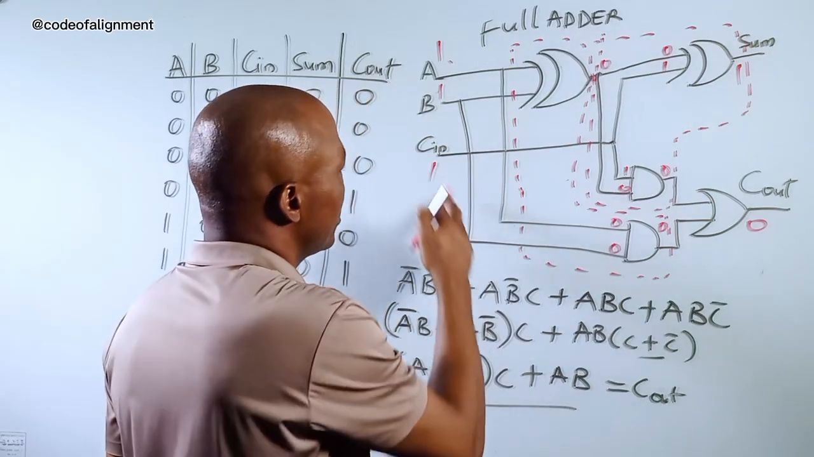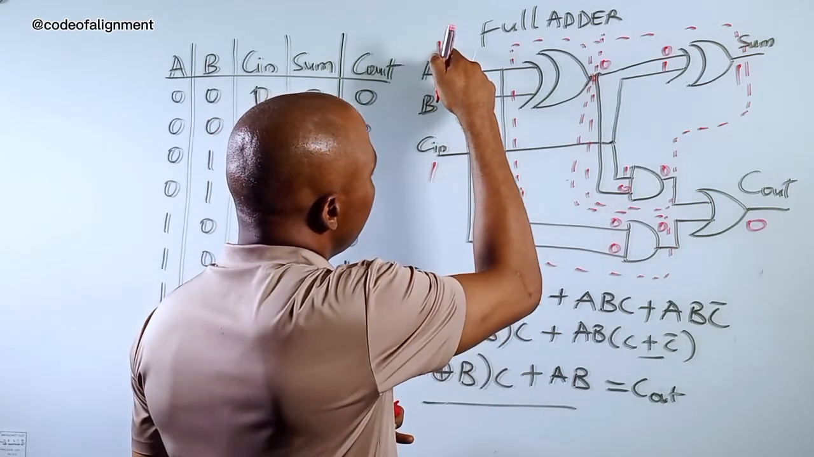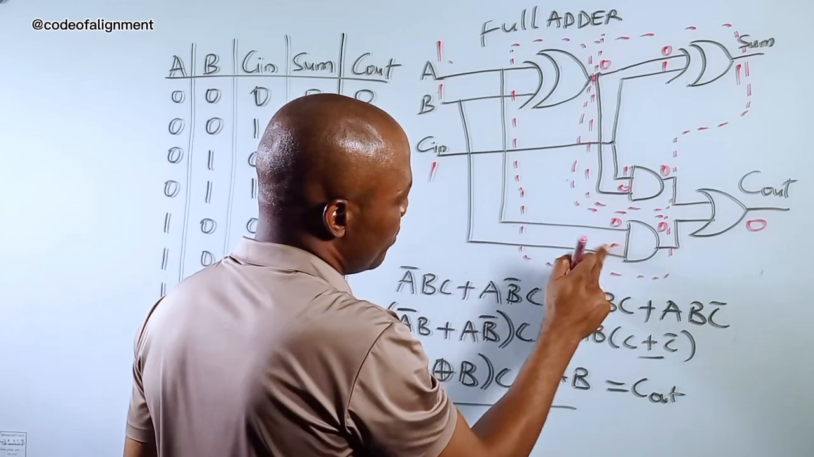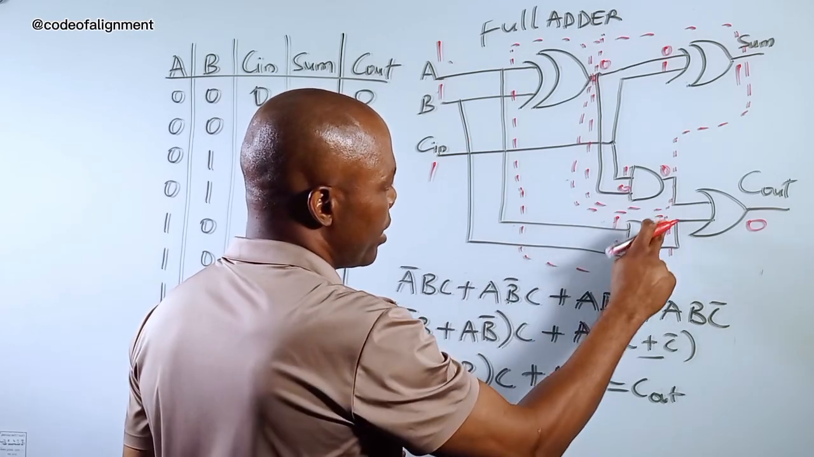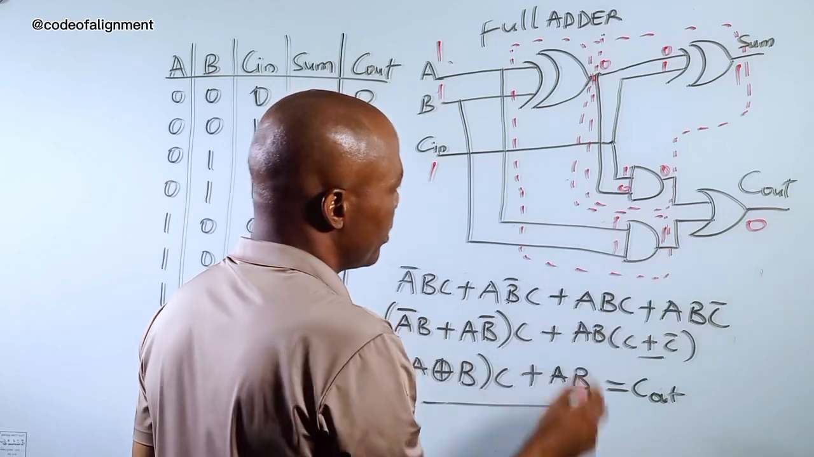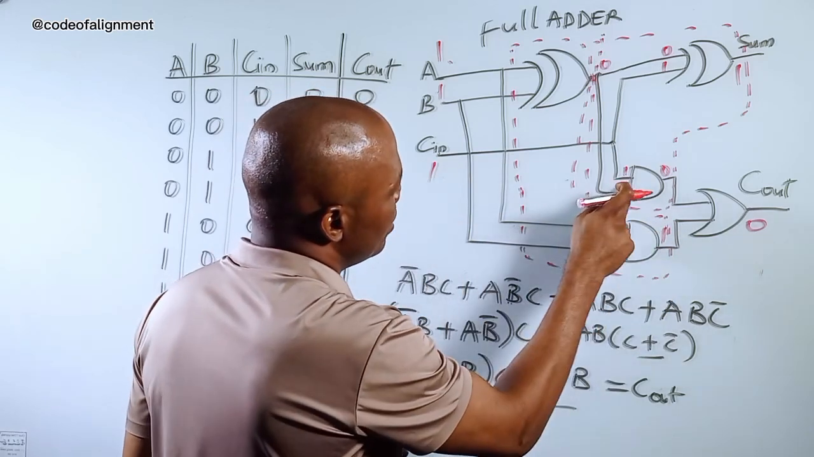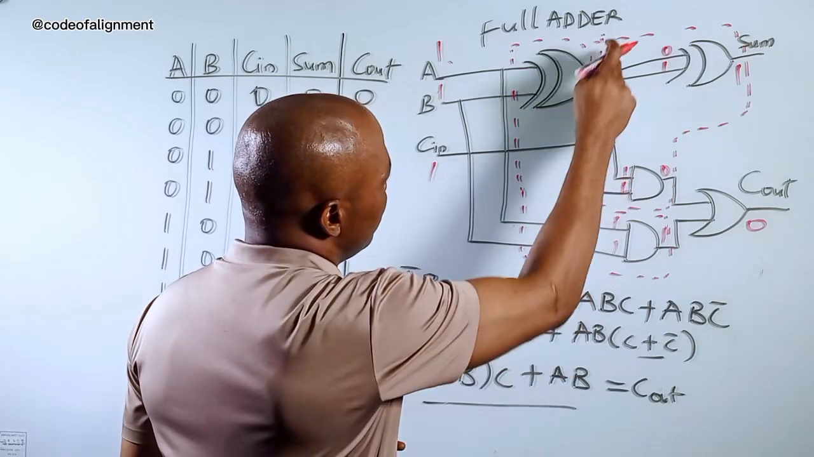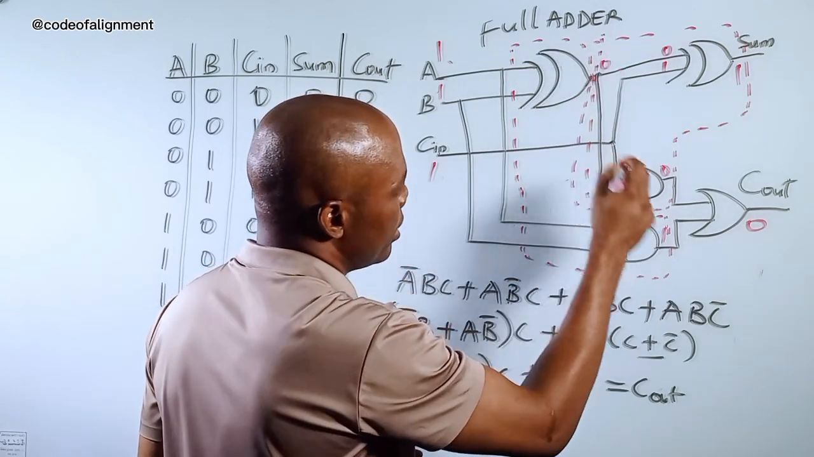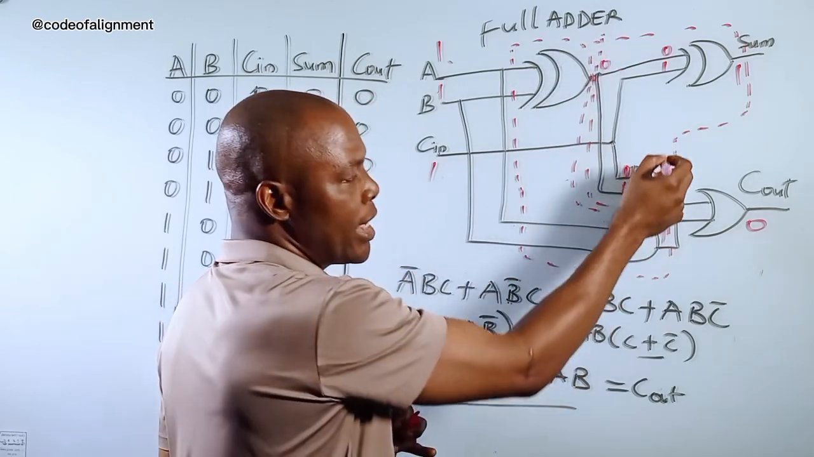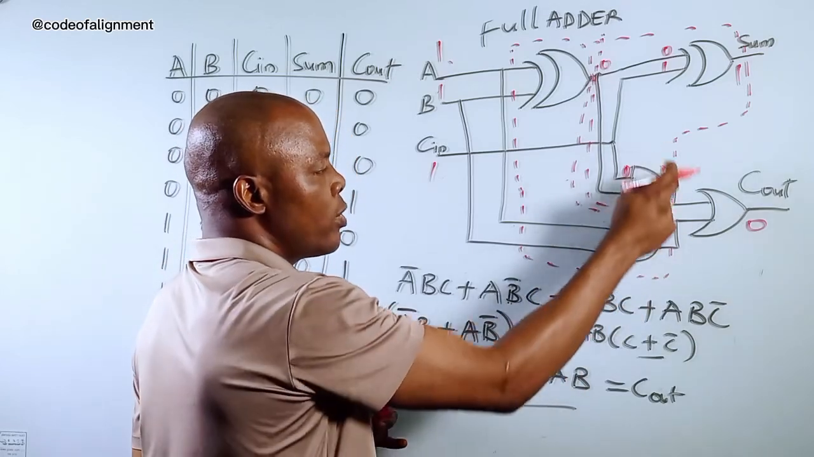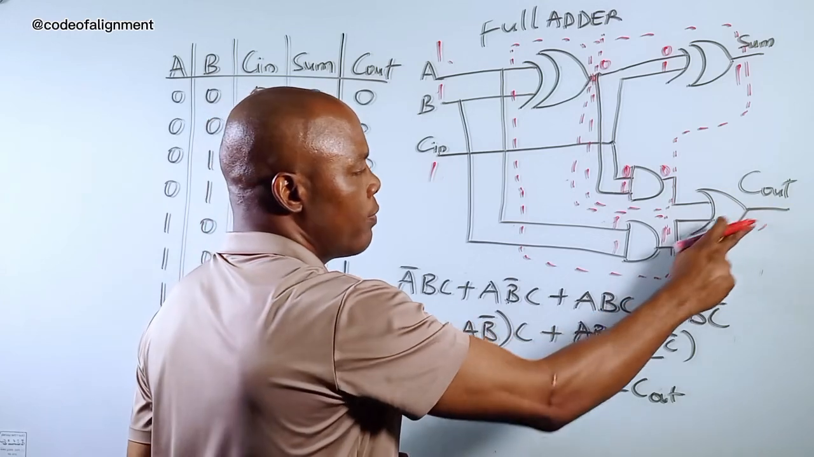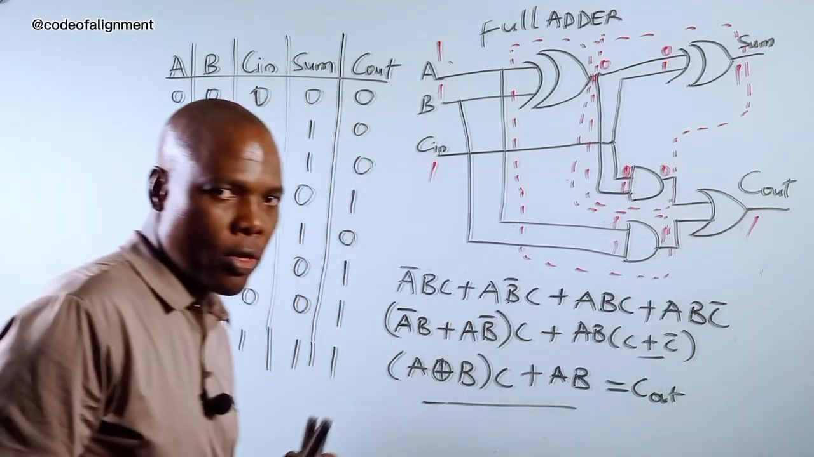Sum is correct. Now, this is 1, this is 1, so this place will be 1, and this place will be 1. So 1, 1 will give you 1 here. Now this is 1, so if this is 1, this place is 1. But this is 0, so this place is 0. So 0, 1 for the AND gate will give you 0, but 1, 1 for the AND gate will give you 1. 0 and 1 into the OR gate will give you 1. So that is also correct.